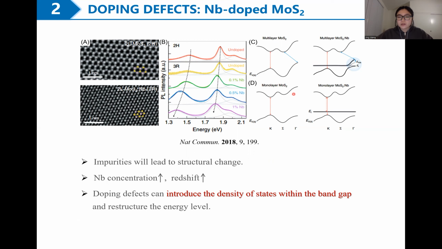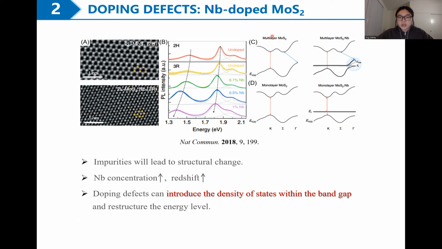We can see that there is a level crossing between the valence band and the EI, which is the impurity level induced by Nb replacing Mo. The MoS2 band restructures with a strong band crossing interaction with Nb doping concentration, thus showing the significant redshift.